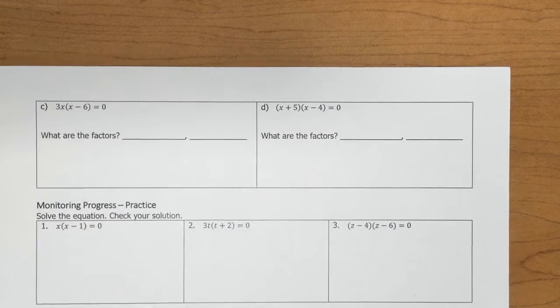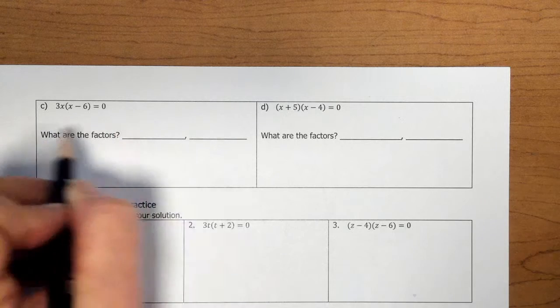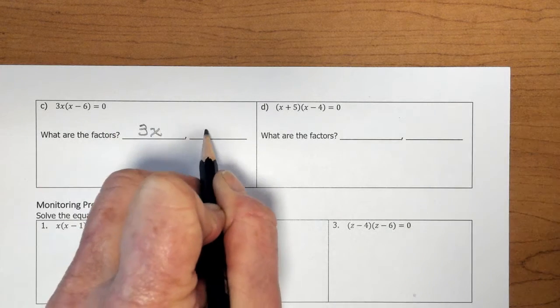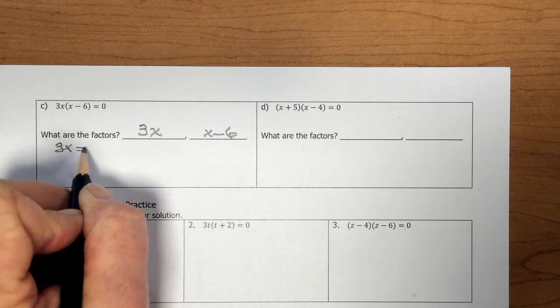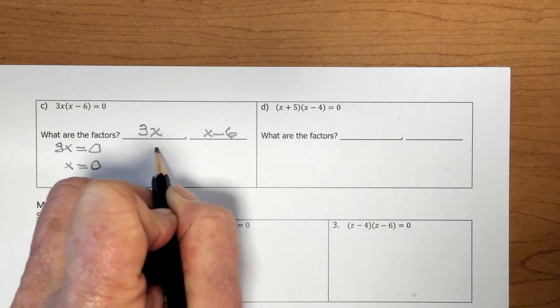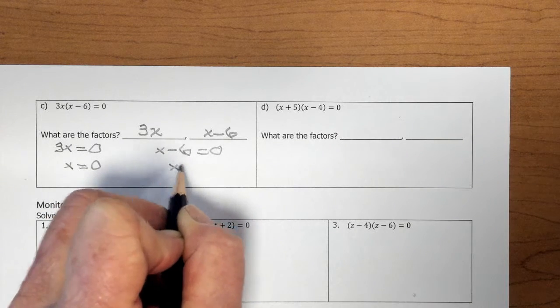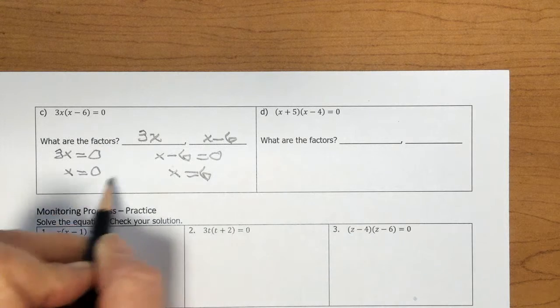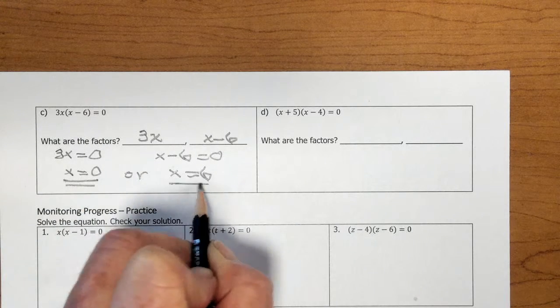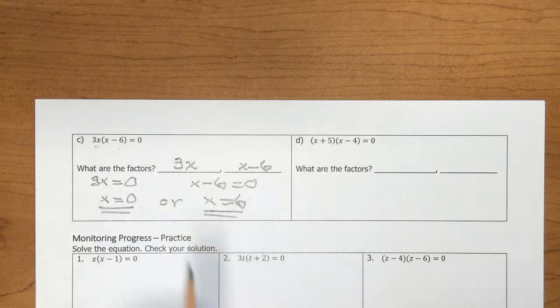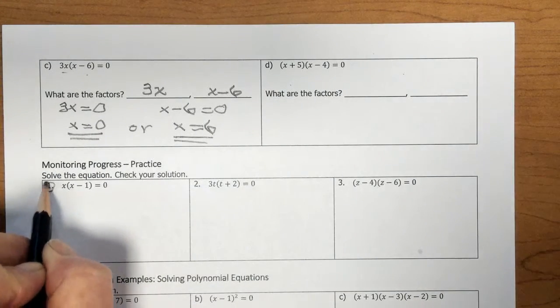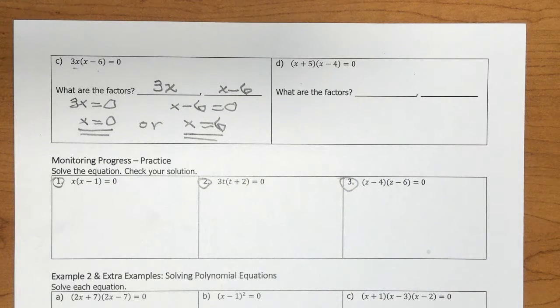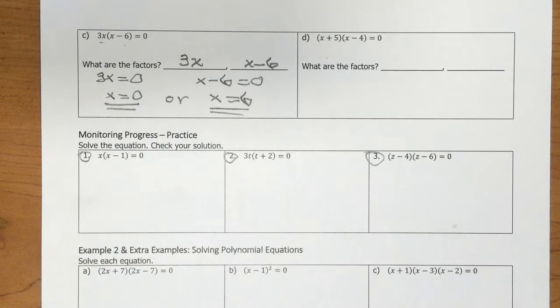Let's continue and do C and D, just for a couple more examples. 3x and x minus 6. Again, what are the factors? 3x and x minus 6. I'm going to go ahead and set each one of those to 0. So 3x is equal to 0, therefore x is equal to 0. And x minus 6 is equal to 0, therefore x is equal to 6. Again, either value of x will work to make one of these factors 0. And I do that again with D. As a way for you to practice, you should go in and do 1, 2, and 3. Okay? So now, that is setting them equal to 0 and solving.